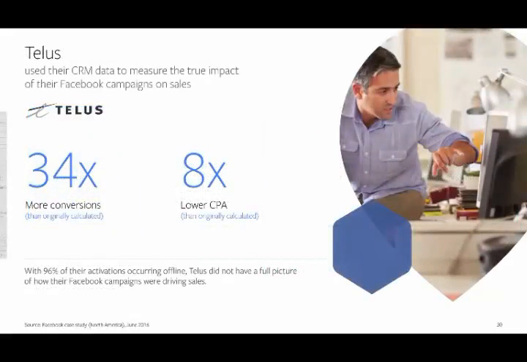I'd like to take a moment to illustrate how this all comes together with an example from TELUS. TELUS is a Canadian telecom company with most of their activations taking place offline. They connect their CRM data to Facebook campaigns to see how their ads were driving sales. Results were very informative. Using the insights from offline conversions, they saw 34x more conversions coming from Facebook than they had originally calculated. And they realized that their cost per acquisition, their CPA, was 8x lower than originally thought.